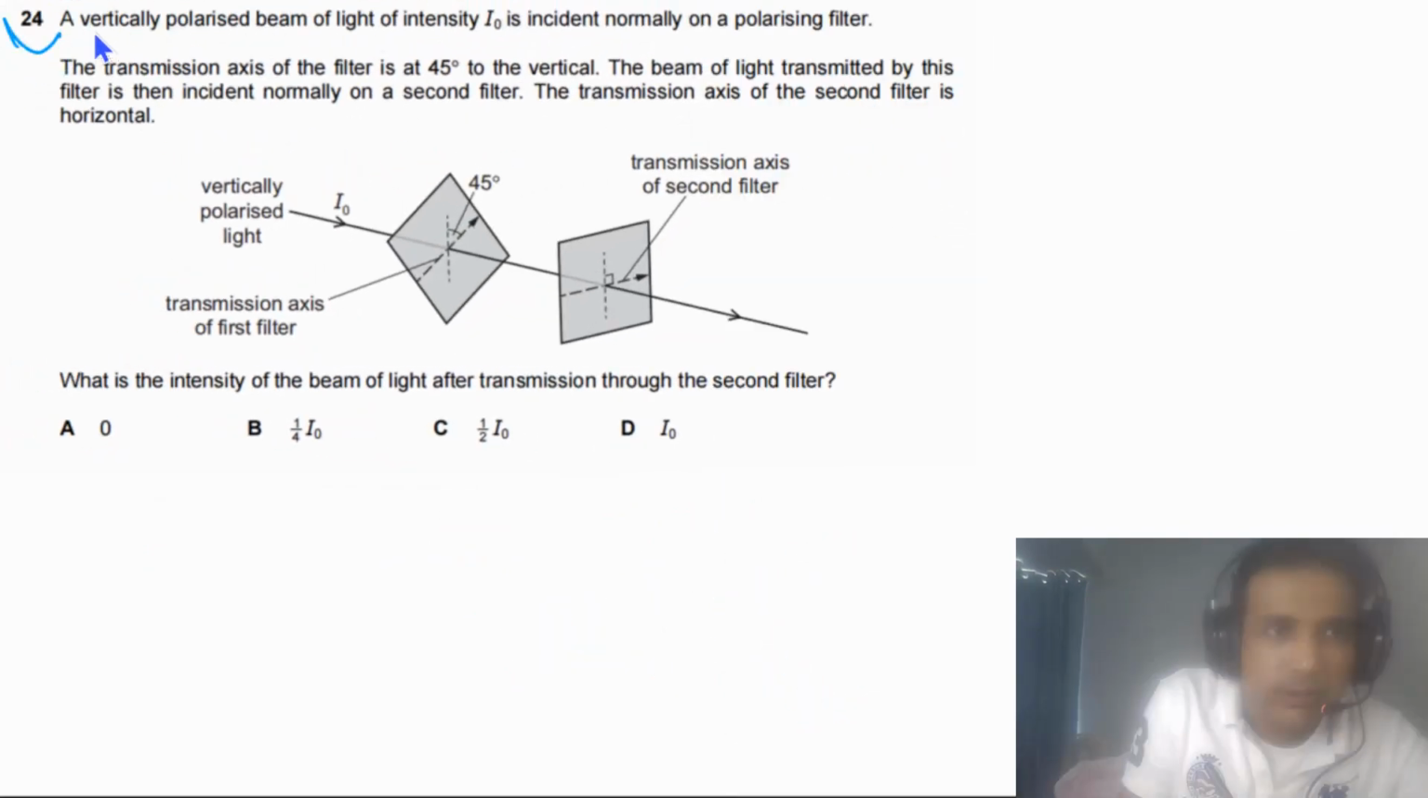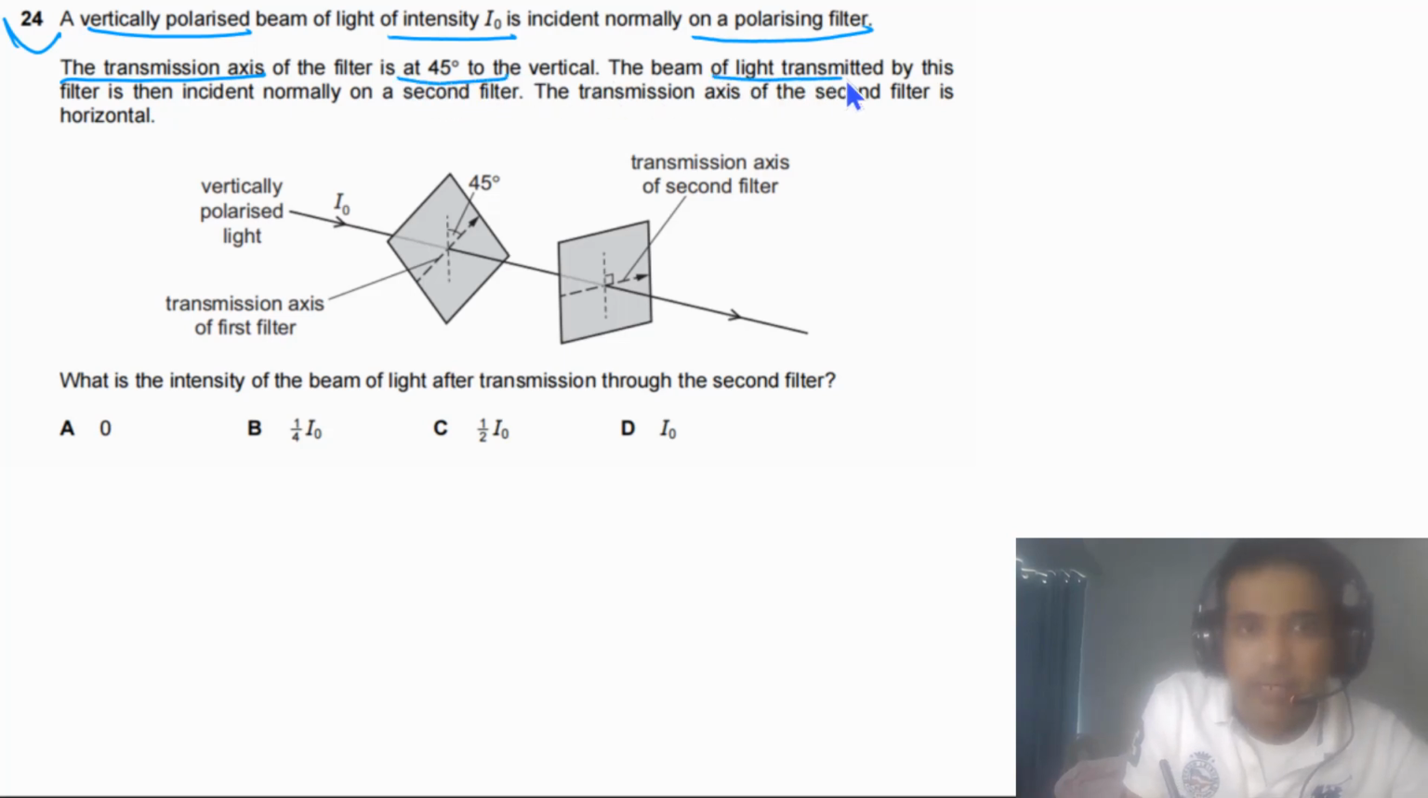Question 24 says a vertically polarized beam of light of intensity I0 is incident normally on a polarizing filter. The transmission axis of the filter is at 45 degrees to the vertical. The beam of light transmitted by this filter is then incident normally on a second filter. The transmission axis of the second filter is horizontal. What is the intensity of the beam of light after transmission through the second filter?